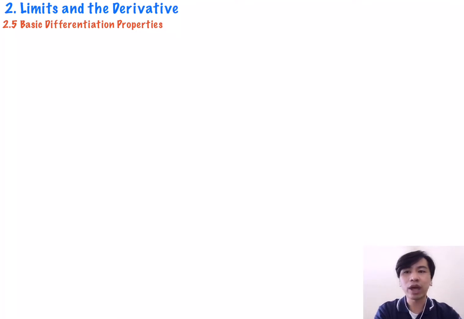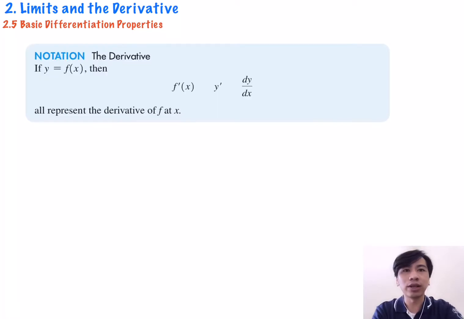Before exploring these rules, we list some symbols that are often used to represent the derivative: f prime of x, y prime, dy over dx. If you see this kind of symbol, it represents the derivative. Let's begin with the first one, which is the constant function rule.